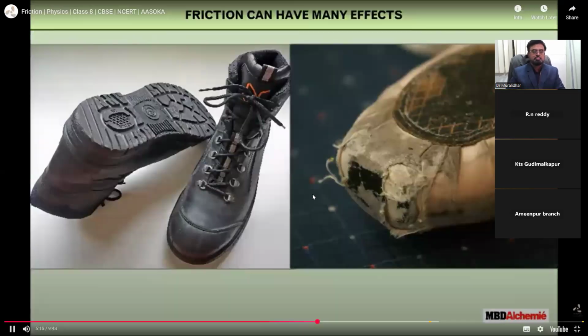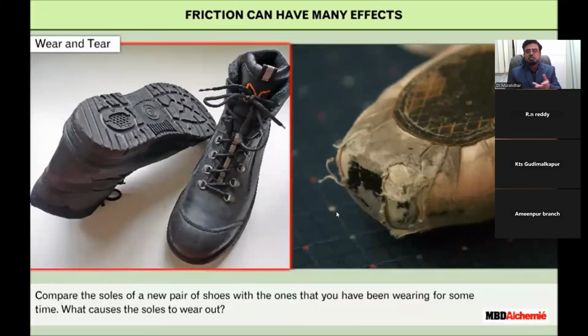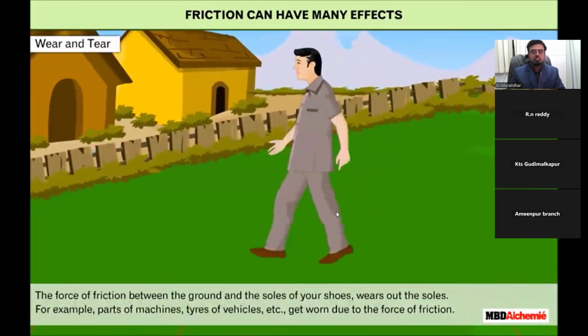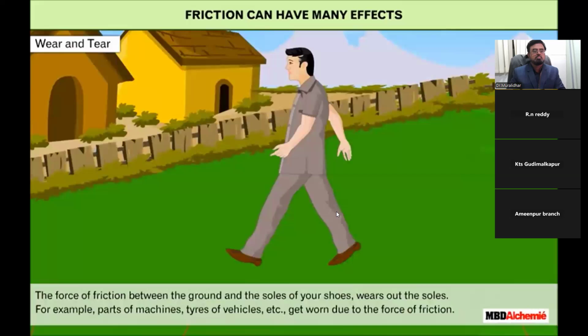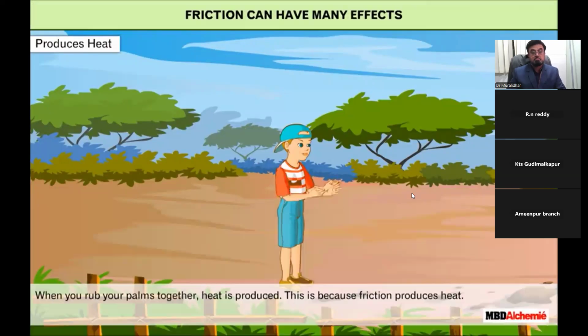Friction can have many effects. Wear and tear. Compare the soles of a new pair of shoes with the ones that you have been wearing for some time. What causes the soles to wear out? The force of friction between the ground and the soles of your shoes wears out the soles. For example, parts of machines, tires of vehicles, etc. get worn due to the force of friction. Produces heat. When you rub your palms together, heat is produced. This is because friction produces heat.